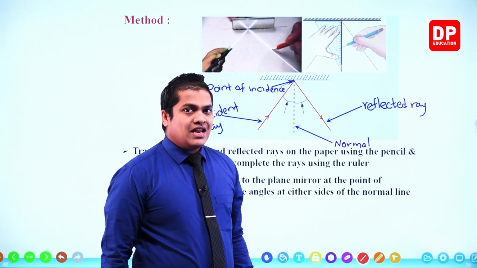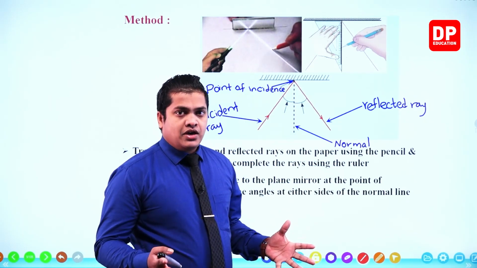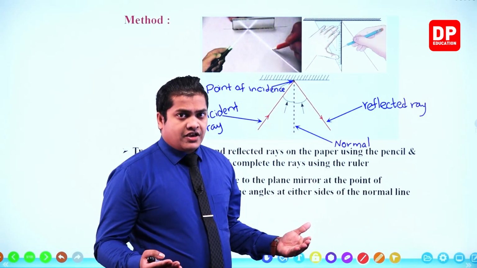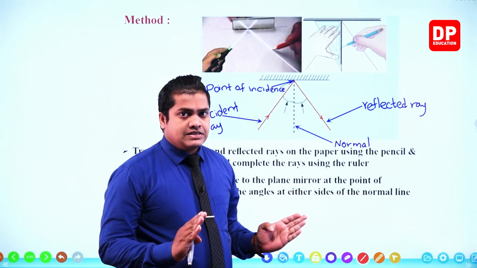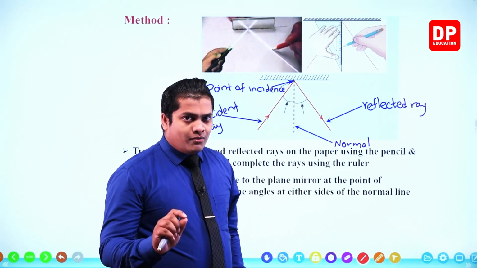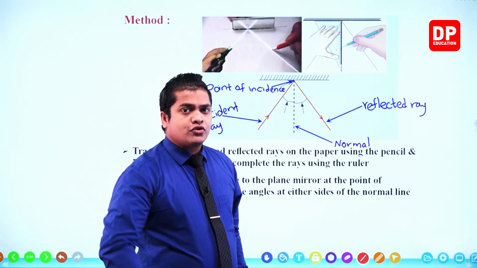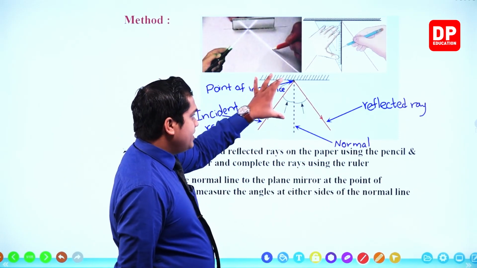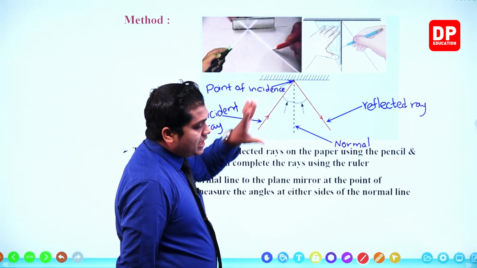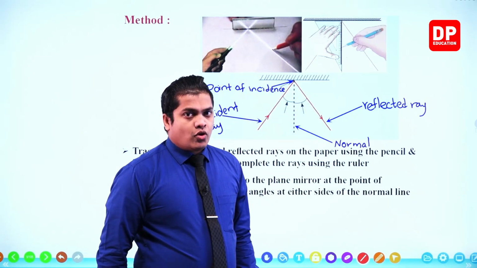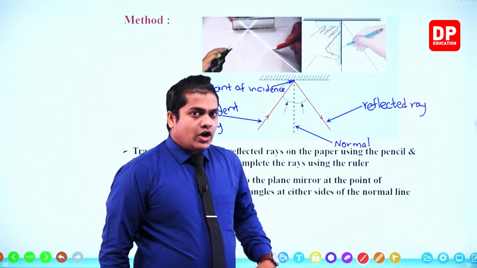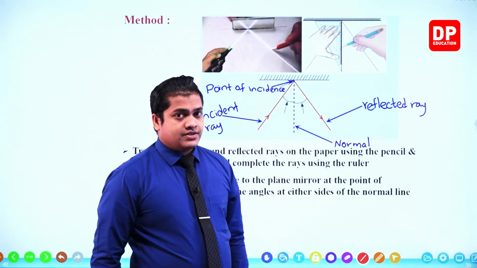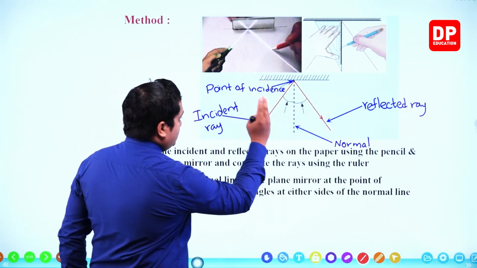This is an imaginary line. In a normal day-to-day reflection, we won't be able to observe the normal. You can only observe the incident ray and the reflected ray. The normal is an imaginary line that we draw after the reflection process. That is why it is given as a broken line here. We won't be able to observe it; it is a line which we draw on our own. That's why it is shown using broken lines, as you can see very clearly. So here, this is the normal.